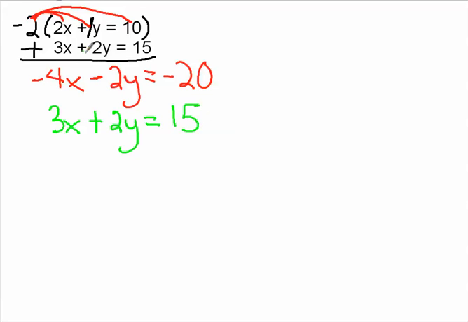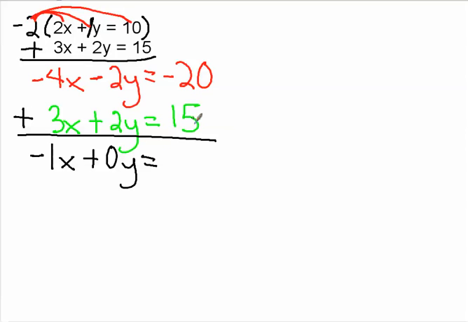Alright, so now we have a -2y up here in red and a +2y down here in green. Let's go ahead and add them together. So we have -4 plus +3, which comes out to be -1x. A -2 plus a +2 is 0y. And -20 plus 15 is -5.